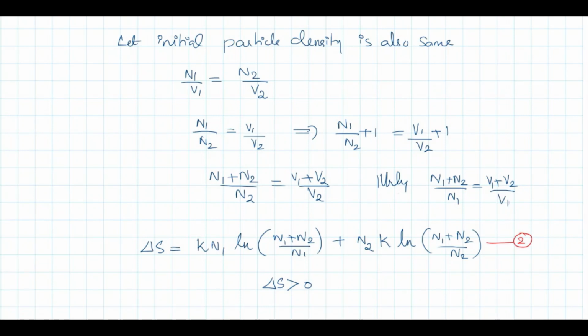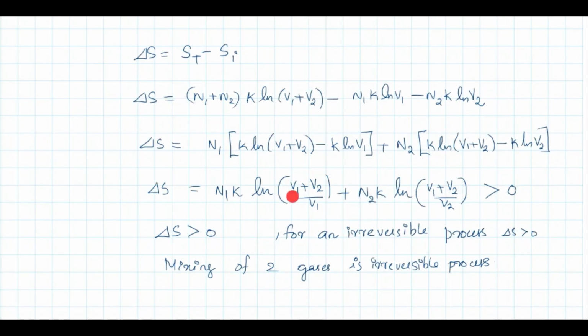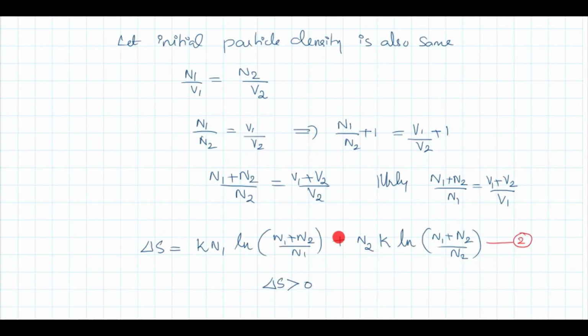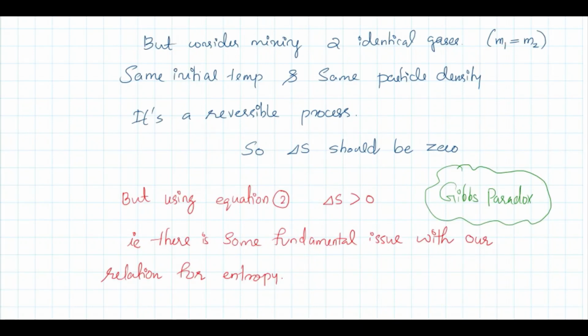So in the previous equation, for (v1 + v2)/v1, you can write it as (n1 + n2)/n1. For (v1 + v2)/v2, you can write it as (n1 + n2)/n2. So you can write it in terms of number of particles. This is equation 2. Again, these two terms are positive, so delta S is again greater than 0. So in terms of volume or in terms of number of particles, you can express delta S. In both cases, it is greater than 0 and it is an irreversible process also.